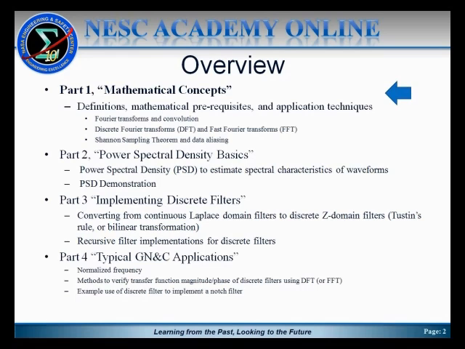And finally, in part 4 of this four-part series, which is entitled Typical GNC Applications, I'll show how you actually can use discrete filters to do various things. You can verify transfer function magnitudes of discrete filters. So if you're given the coefficients of a discrete filter, you can compute its magnitude and phase and verify that you have what you think you have. And then I'll also show how you can use a discrete filter to implement filtering of some signal. In this particular example that I'll show in part 4, we'll show how to implement a notch low-pass filter and use it to filter out higher frequency content of a signal.